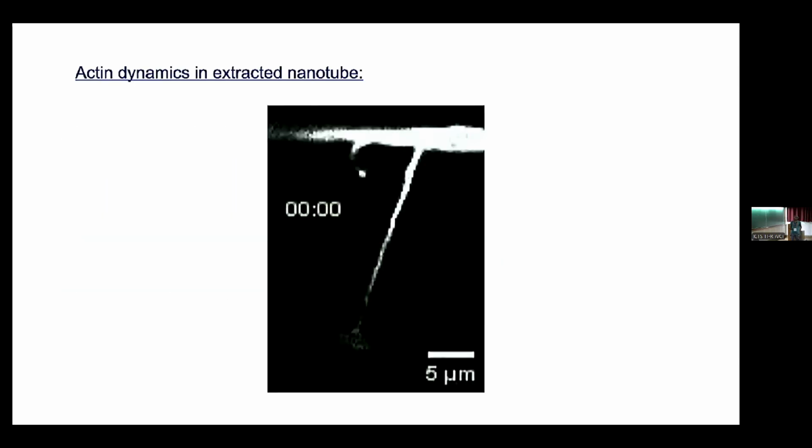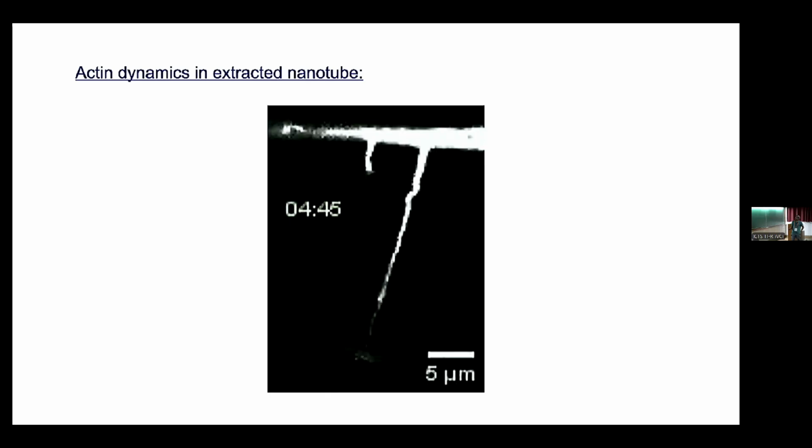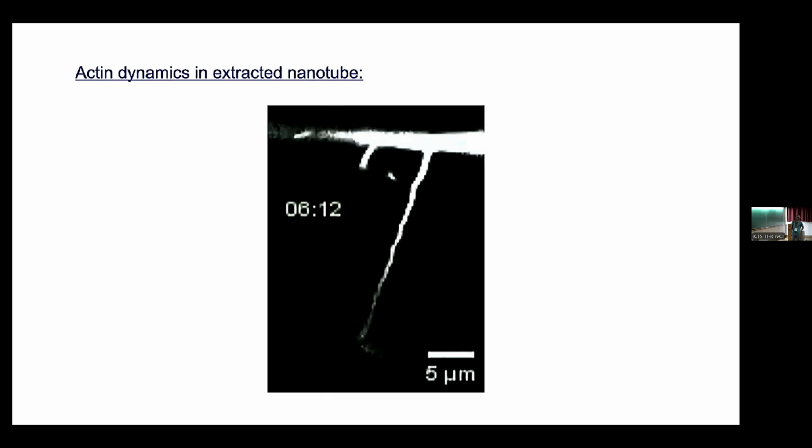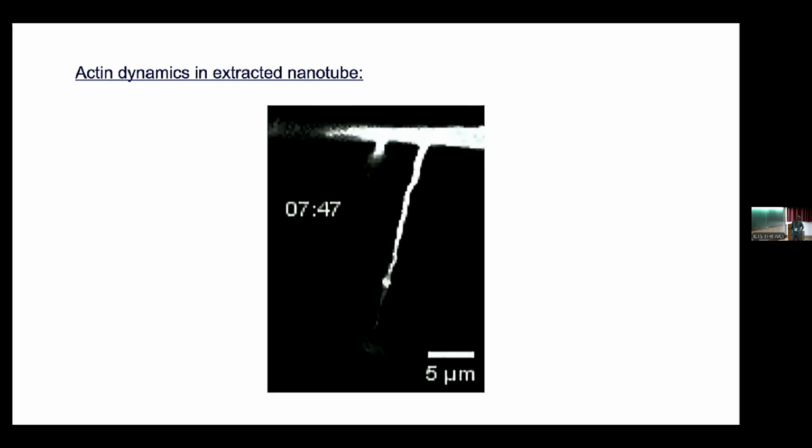So then we went on to image actin inside these filaments because actin seems to be important. And this is what we see. This is actin, which you're seeing as bright. And you see that actin suddenly retracts from the tip of the tether. And you see these cycles. Actin grows inside the tether, reaches all the way to the tip, and it suddenly retracts back. And these cycles keep repeating.